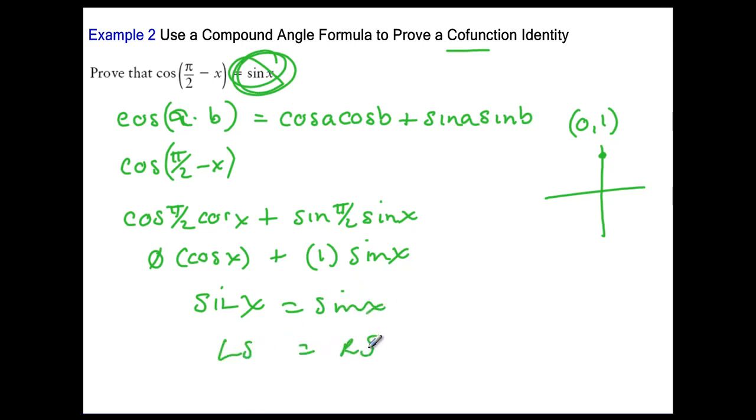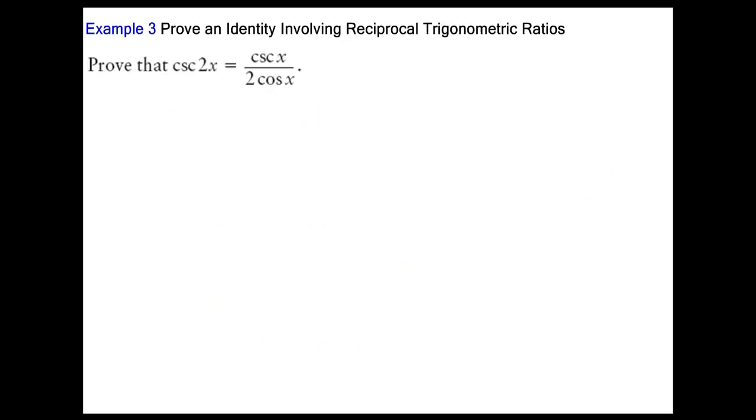So in both of these examples we use those compound angles, sum and cos. Moving to example 3. This one's a little bit more complex. This one involves reciprocals, but we approach it the same way.